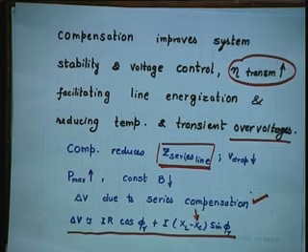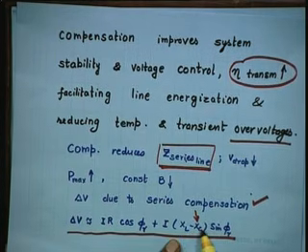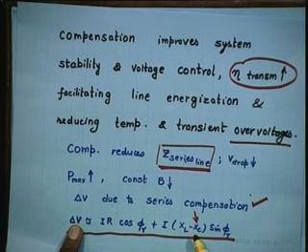Delta V due to series compensation is modified. This expression of delta V is modified here. As shown by the arrow, this Xc comes in. So, XL minus Xc is reduced, so the drop is reduced automatically. There is no change in this term, but there is a change in this term.